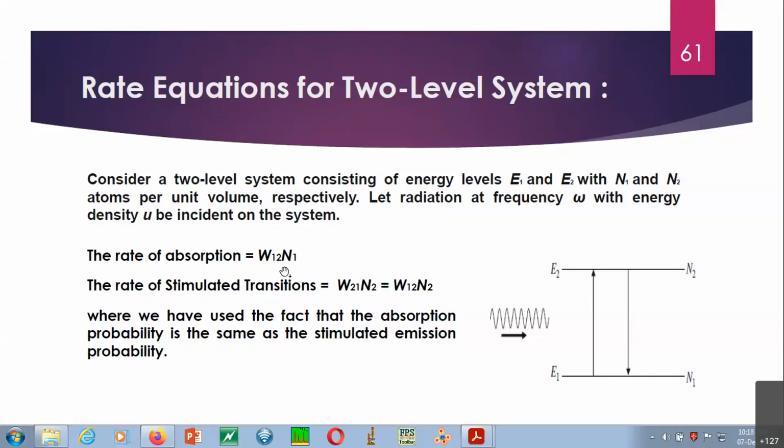So similarly, you can write in this manner, and we know that B12 equals B21. That is why we write W12 equal to W21. Fine. So this is all we have discussed.